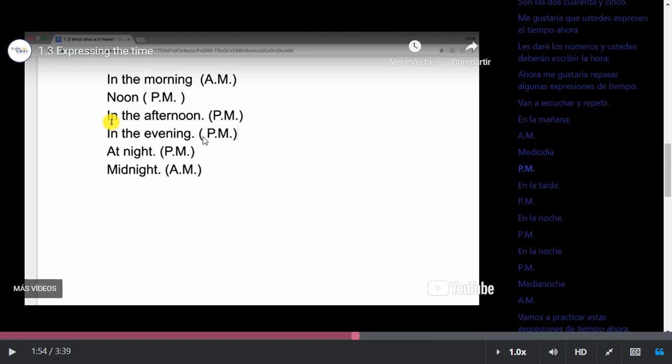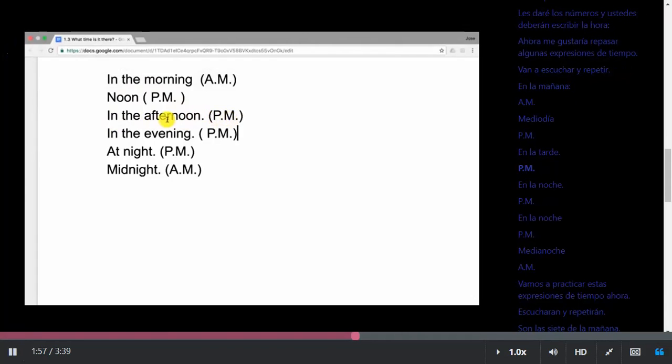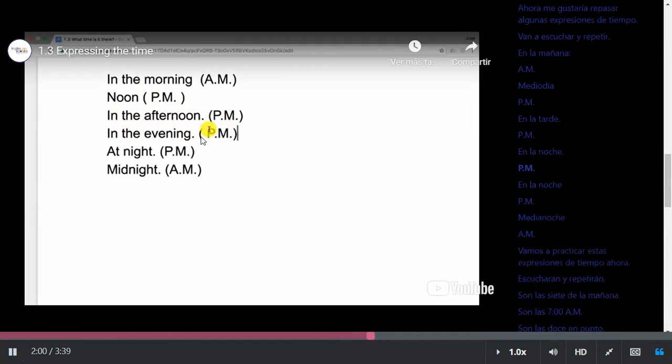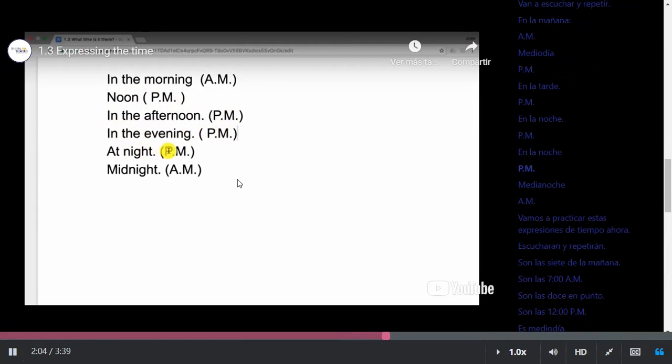In the evening. Podemos decir in the evening o podemos decir PM. Pero ¿a qué hora específicamente? A las 6, a las 7 y a las 8 de la tarde noche. Ahí vamos a decir evening. Good evening, y todo así, ¿verdad? Ahora tenemos at night. In the afternoon, p.m. In the evening, p.m. At night, p.m. Ojo, con PM tenemos desde noon, in the afternoon, in the evening. Siempre vamos a usar PM.